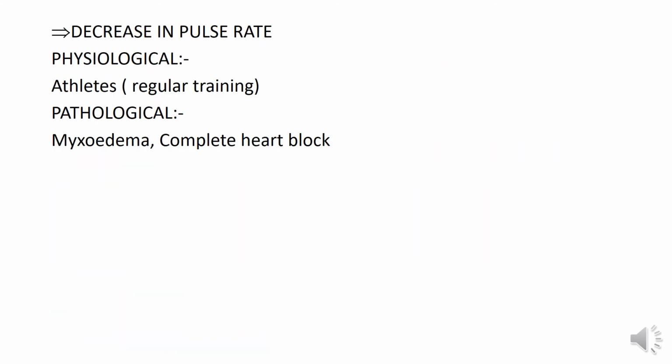Now, what are the conditions in which there is a decrease in the pulse rate? Physiologically, in athletes who do regular training, you will find that their pulse rate is a little bit on the lower side. Pathologically, you will find it in complete heart block and in myxedema.